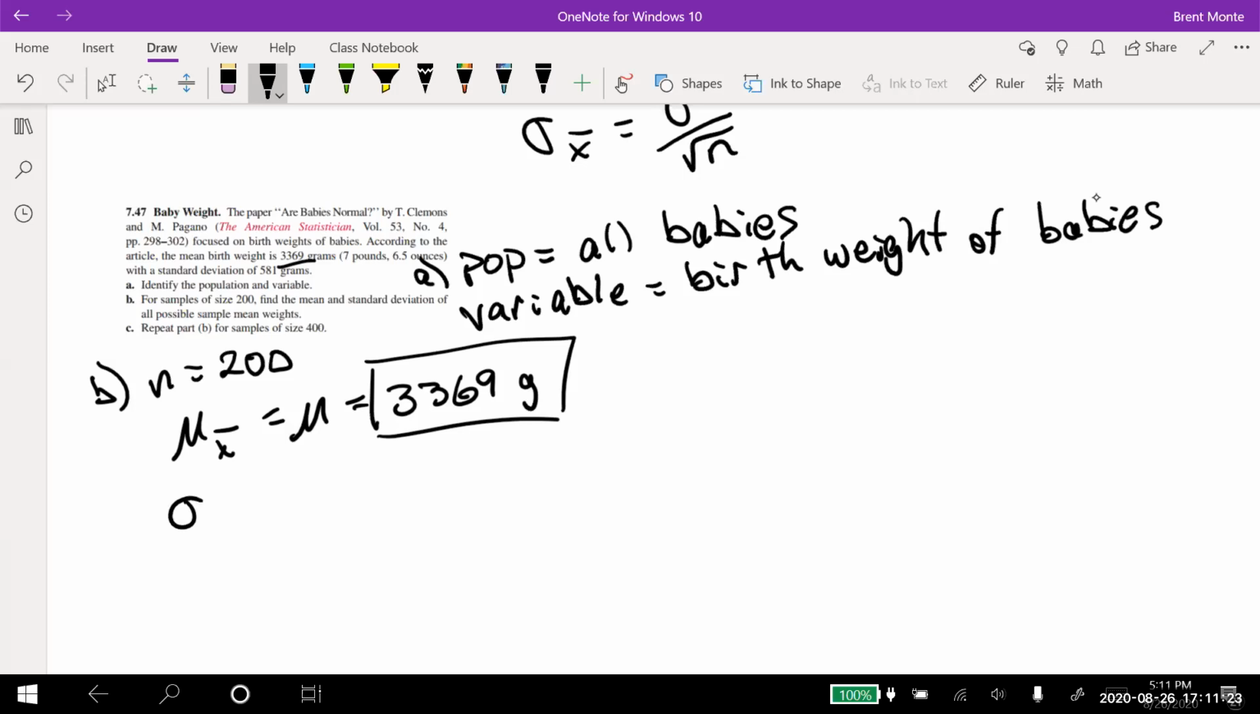But the standard deviation of all those x bars is the standard deviation divided by the square root of n. So in this case, it's the standard deviation, they told us 581, that was up here, divided by the square root of n, that was the sample size 200. And so now I'll just plug this into my calculator, 581 divided by the square root of 200, and I get, we'll go to 1 decimal place, 41.1.